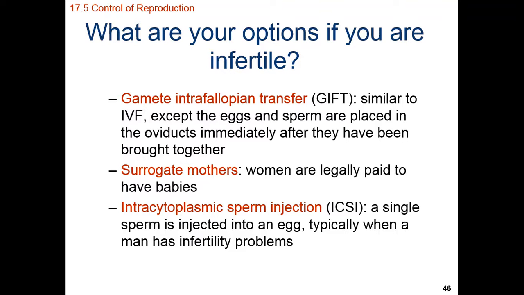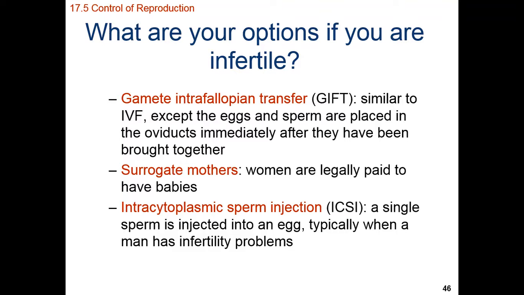Another one, this is actually kind of an old school one, a surrogate mother. It's a woman that's legally going to have your baby for you. And in ancient times, the infertile woman would take her handmaiden and have her handmaiden sleep with her husband and conceive for her. That typically doesn't happen very much in westernized countries anymore.